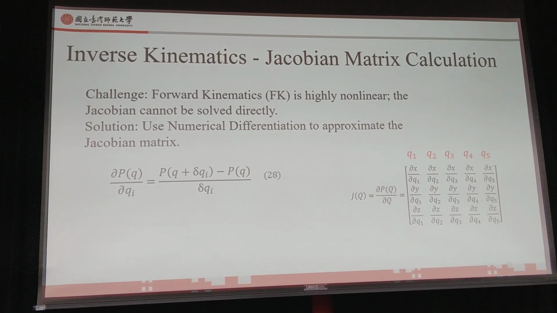Since the forward kinematics is highly nonlinear and the analytical Jacobian is hard to solve, instead we use numerical differentiation by applying a small perturbation to each joint and measuring the change in end effector position. We can compute each partial derivative to form the complete Jacobian matrix.